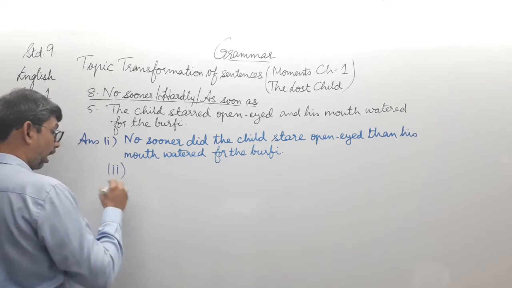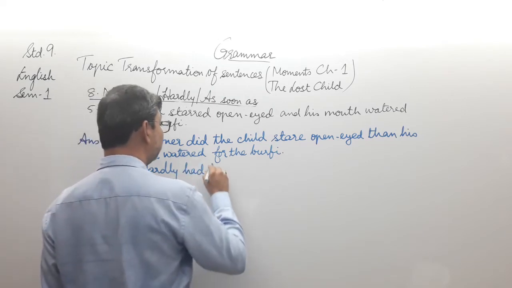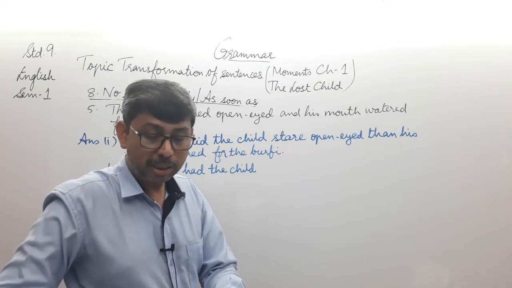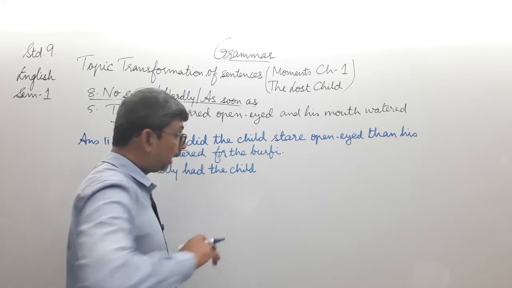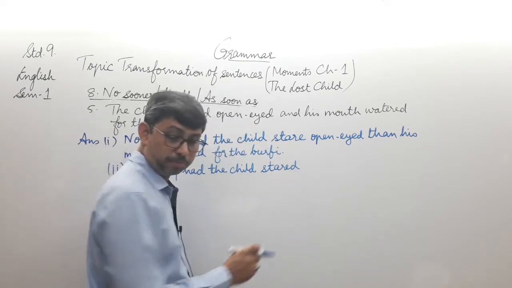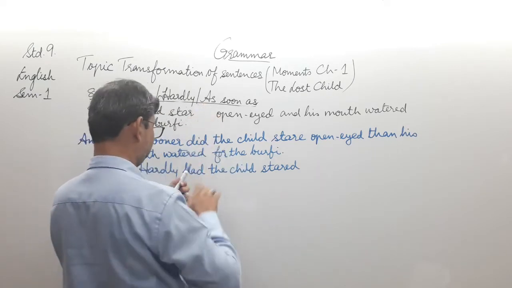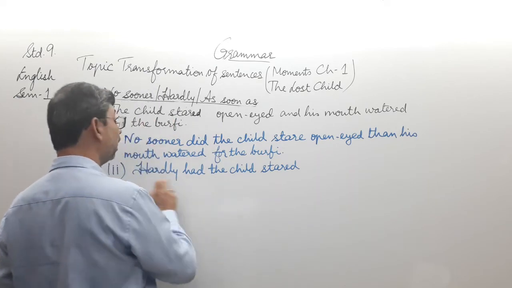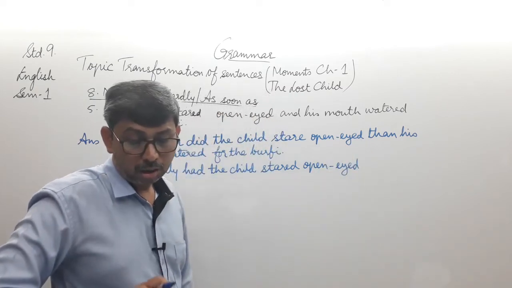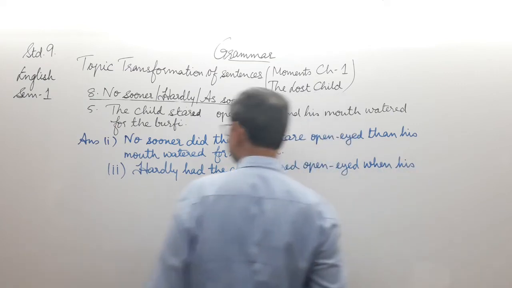Well, the next we're going to write is hardly when. Hardly, again the same pattern. Had the child, the subject we require over here. So this is the pattern that you need to remember. Once you remember the pattern, there is nothing that can stop you from writing the correct answer. Hardly had the child stared open-eyed. So remember, we are writing over here the past participle form. Remember this. Hardly had the child stared open-eyed, then we need the connecting word over here, when his mouth watered for the burfi.